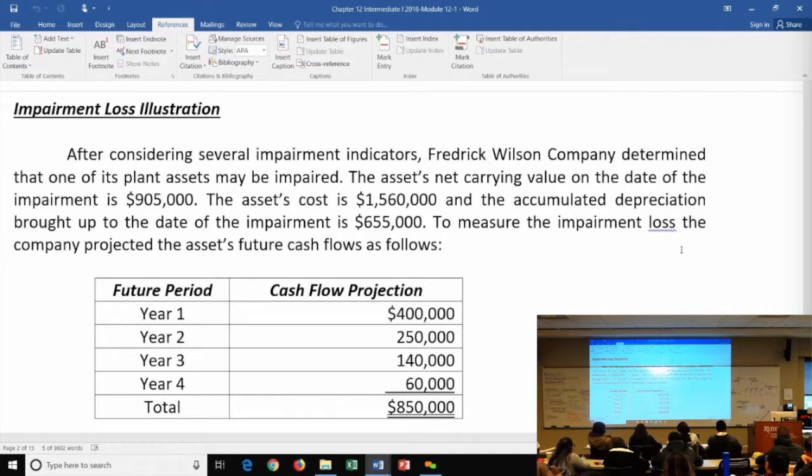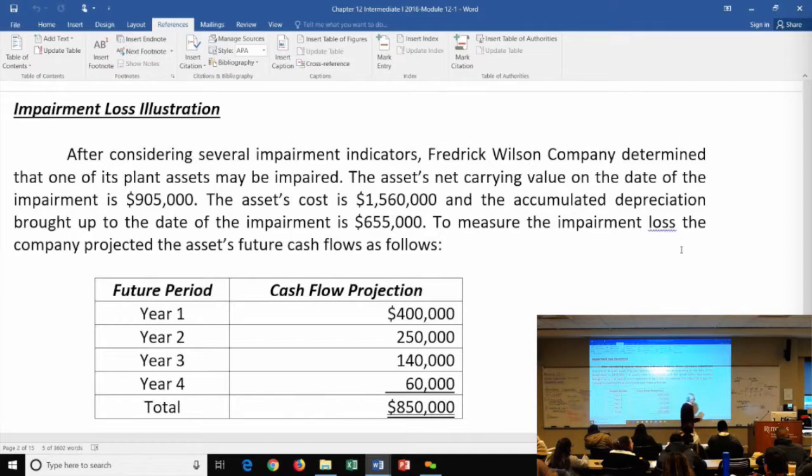So now, looking at this problem, let's assume you're doing this problem, homework, exam, whatever it may be. You say, all right, I've got undiscounted cash flows of 850. I've got a carrying value of 905. We looked at the qualitative and the impairment indicators, and it tells us we've got to start looking at cash flows and fair values. The recoverability test tells us that the future cash flows are less than the carrying value, therefore we have to test for what? Fair value. We have to go to the loss.